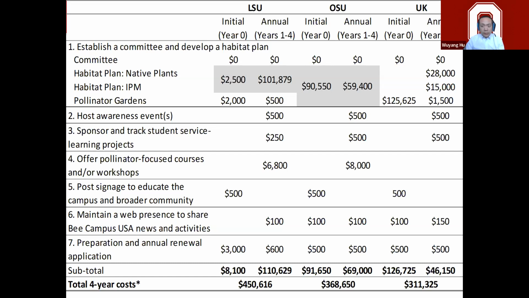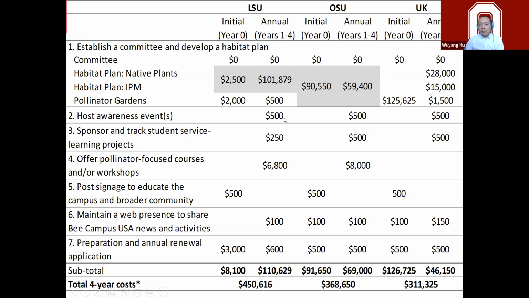There are 7 criteria that Xerces Society requires to obtain Bee Campus certification. Some of the requirements are easier, at least in terms of cost. So for example, hosting an awareness event.